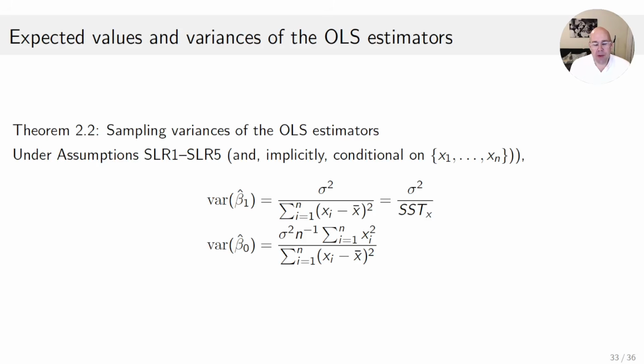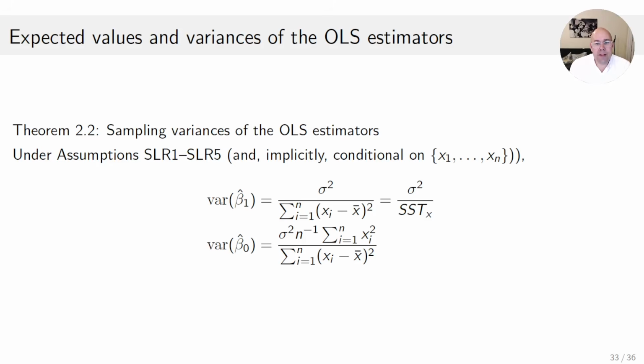Good. Now we have all that we need in order to say something about the variances of the OLS estimators across random samples. We have already made a statement in theorem 2.1 about the means of these OLS estimators, and now we're going to talk about the variances, and that's going to tell us how precisely we can, how sure we can be that we're close to the true values.